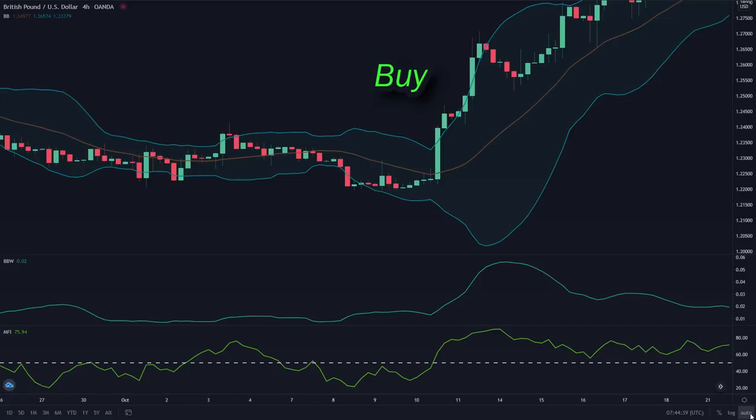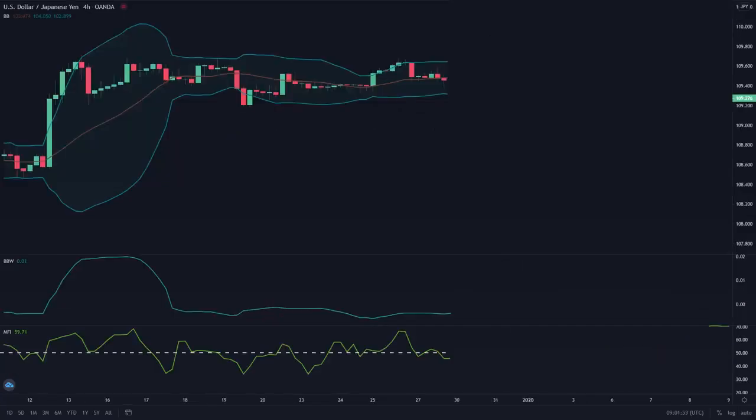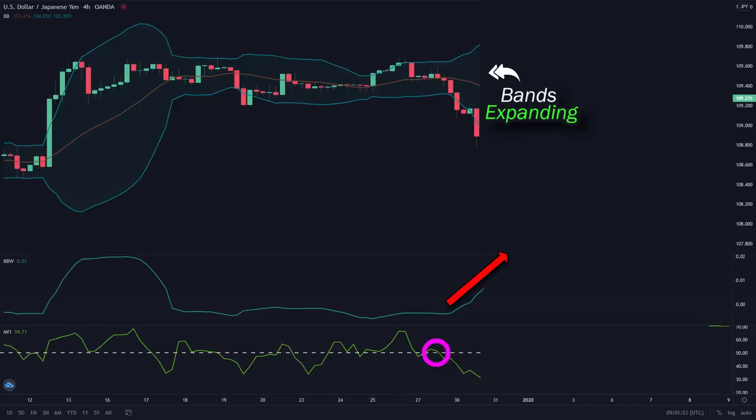Let's look at another example. Here's the dollar yen, and as you can see, the SMA is moving in a flat direction, indicating that the market is on a range. Next, you can see that the bands are starting to expand, which is also signaled by the BBW rising. And over here, we can see that the money flow index crosses below the middle line, which indicates a bearish signal, and multiple red candles were formed. One of them closed below the lower bands. So based on the price action analysis, the breakout is more likely happening to the downside. So this is a good opportunity to take a sell position.